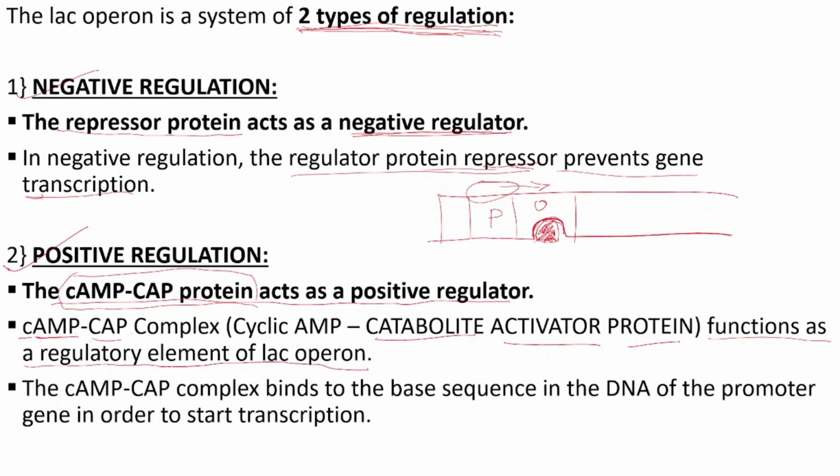It also works as a switch on and switch off function. The cAMP-CAP complex binds to the base sequence in the DNA of the promoter gene in order to start transcription. So when lactose is absent in the culture medium and we still have to do transcription, the cAMP-CAP complex binds to the promoter region and starts transcription. So this is all about transcription.